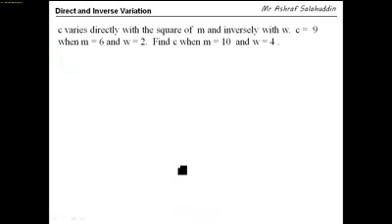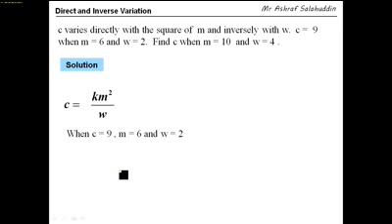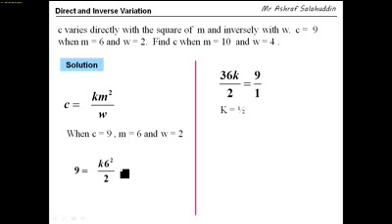Another question. C varies directly with the square, and the square means power 2, doesn't mean square root of m, and inversely with w. How can we write this? Yes, C equals km power 2 over w. You remember the second step? Yes, we replace the letters with 9, 6, and 2. Now, solve the equation to find k. Now, write the relation.